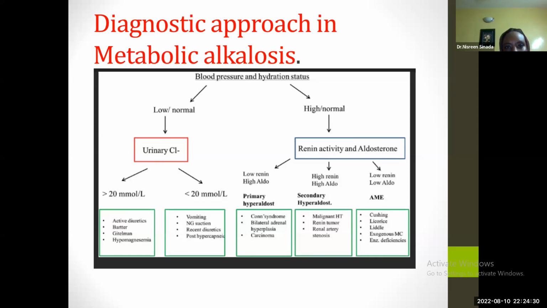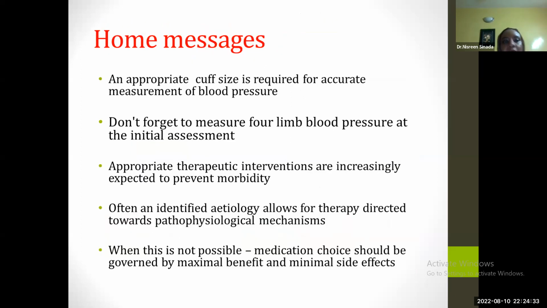So we reach the end of our cases. Take-home messages from this lecture: an appropriate cuff size is required for appropriate measurement of blood pressure. Don't forget to measure forelimb blood pressure at the initial assessment. Appropriate therapeutic interventions are increasingly expected to prevent morbidity, and identifying the etiology often allows for therapy directed towards pathophysiological mechanisms. When this is not possible, medication choice should be governed by maximum benefit and minimal side effects.